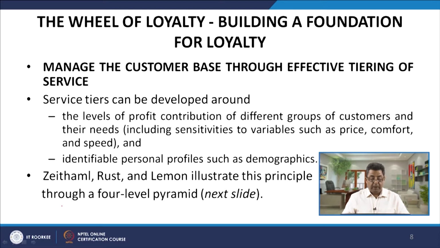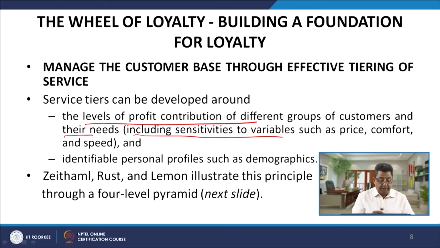Now, service tiers can be developed around the level of profit contribution of different groups of customers and their needs, which includes sensitivity to variables such as price, comfort and speed, and then identifying personal profiles such as demographics. So first, what the company needs to do is find out the levels of profit contribution of different customers and how their needs differ depending upon their sensitivities to variables such as price, comfort and speed. Then you identify and develop their profiles, for example demographics or geographics and so on.